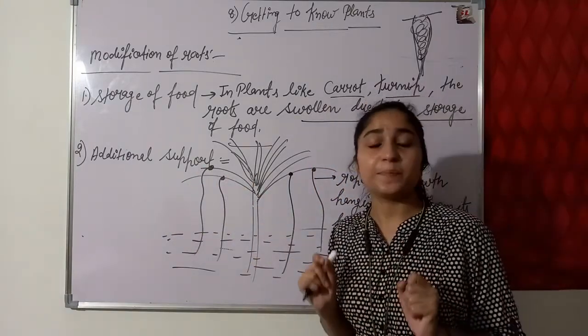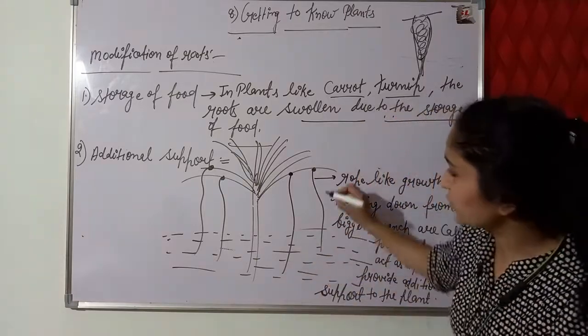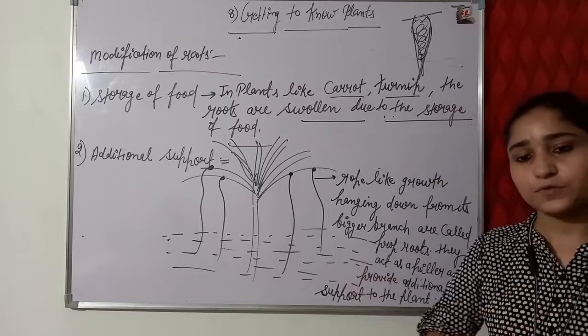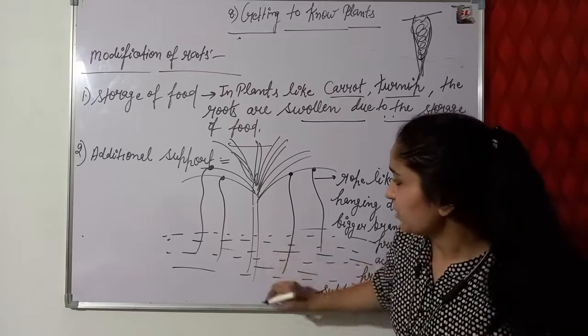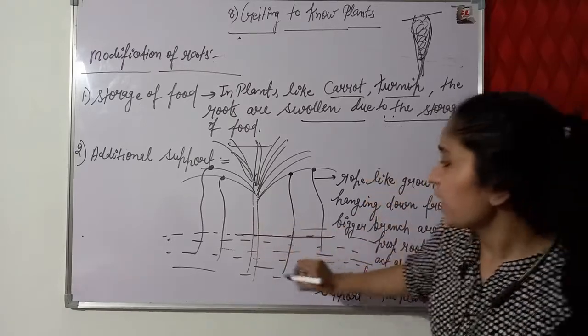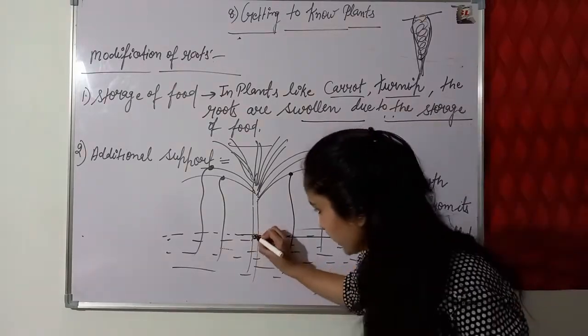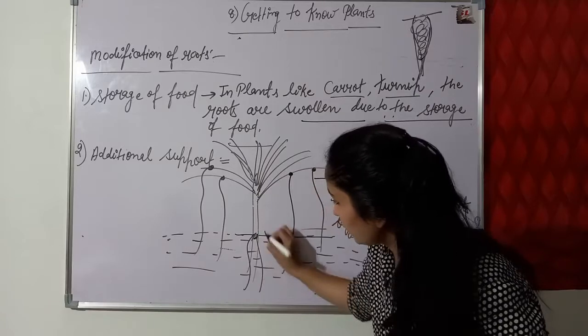A tree whose name is banyan tree, and these are the roots. You see that roots usually arise from the basal part of the stem, such as this is the soil surface, and from the basal part of the stem, roots arise. So roots appear here.